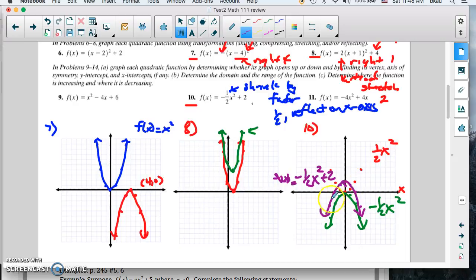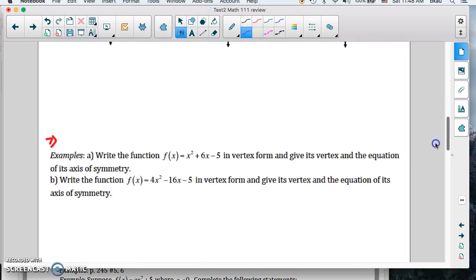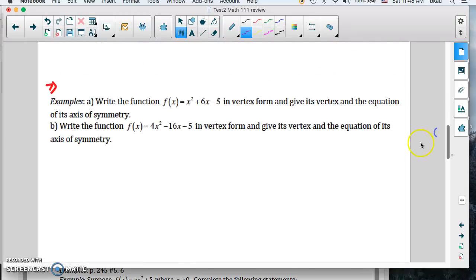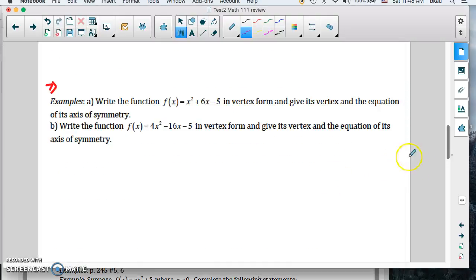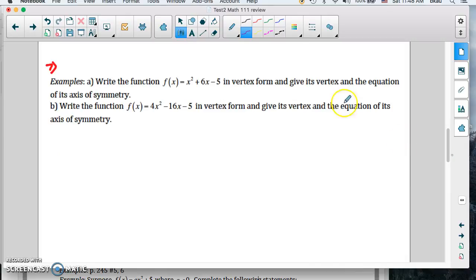Okay, so those are our transformations. All right. Okay. Moving on to 7, which says take the equation and write it in vertex form using the process of completing a square. So that's what we're going to do here. We're going to do that on both of these problems. We're going to complete the square.